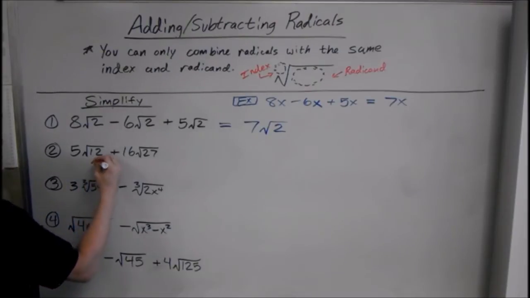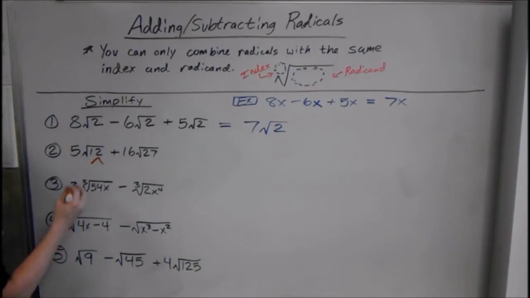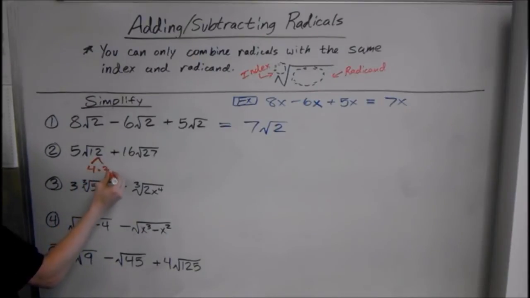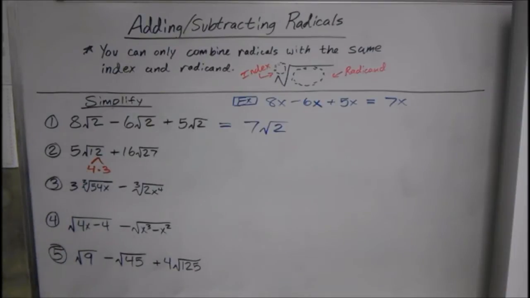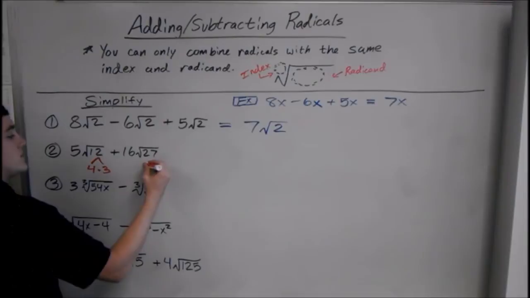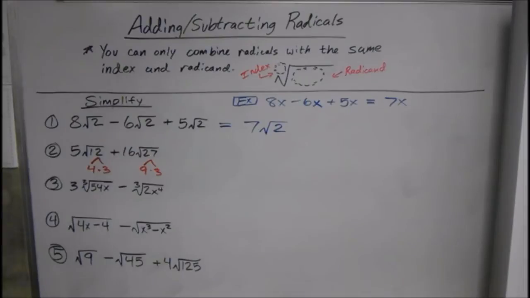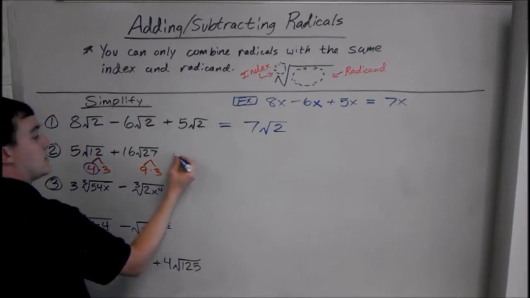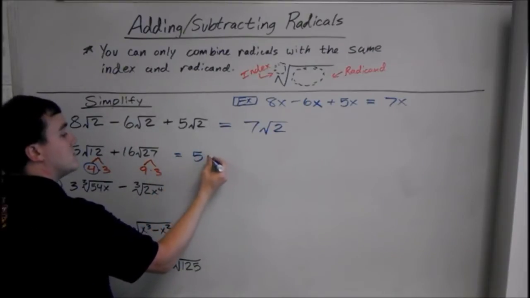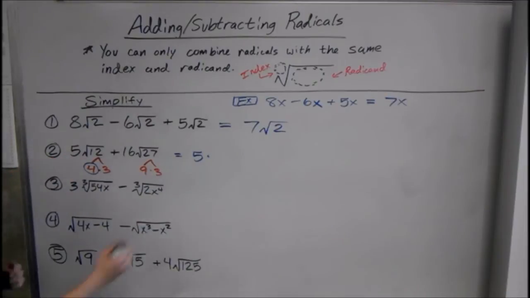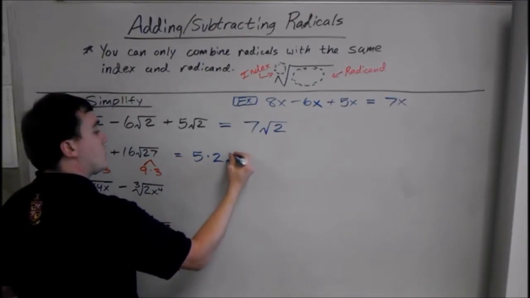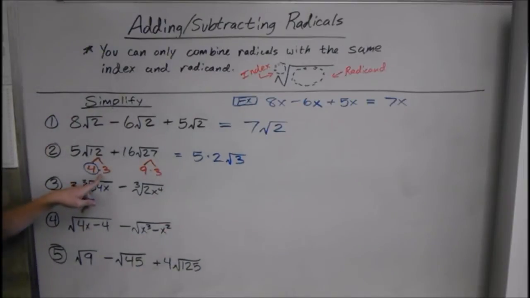Right? So we have to simplify these first. 12 can be broken up into 4 times 3. 4 is a perfect square, so we can take the square root of that. 27 can be broken up into 9 times 3. So really what we have here, and whenever you take something out, you multiply it with this. So you take out the 4, because we know we could take the square root of 4. So here we have 5 times the square root of 4, which is 2, times the square root of whatever we can't take the square root of. Can't take the square root of 3.